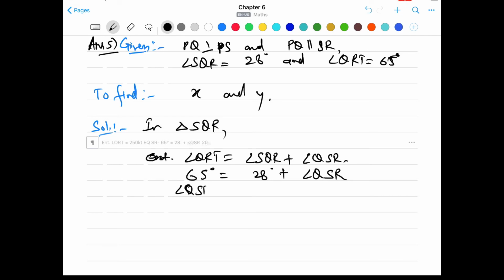So angle QSR will be 65 degrees minus 28 degrees, that will be 47 degrees. Okay, not 47, that will be 37 degrees.